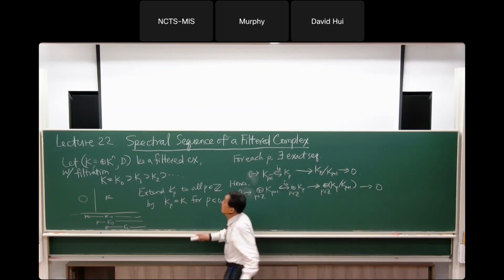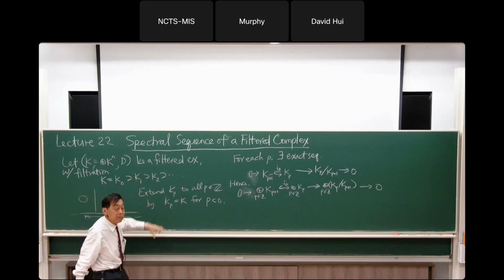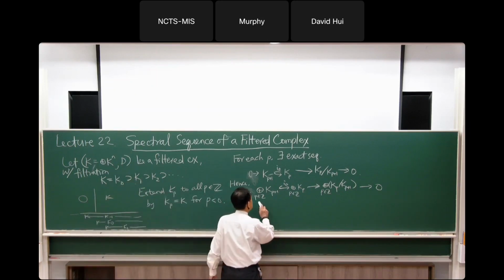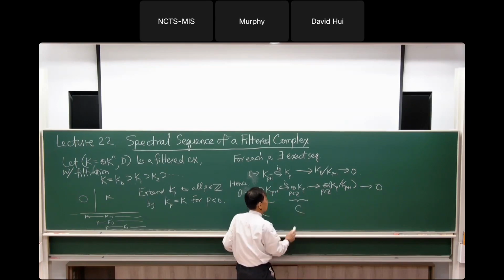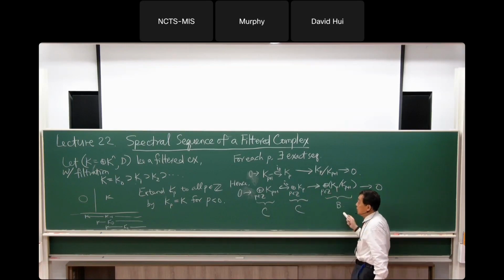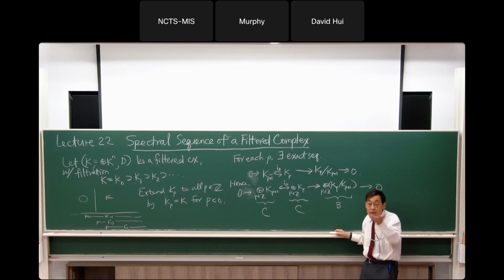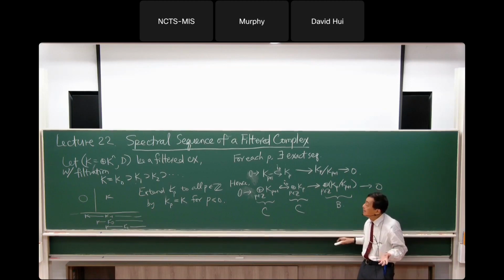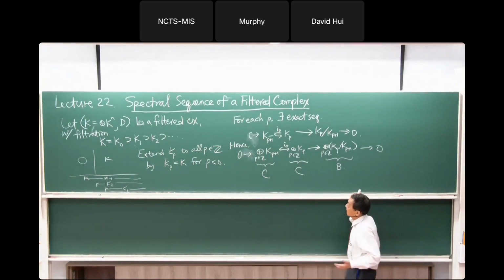because big D takes each Kp into Kp. This we call C, and this is the same thing, C. And then this we call B. So this is a short exact sequence of complexes, and we know that it induces a long exact sequence that we can arrange as a triangle.